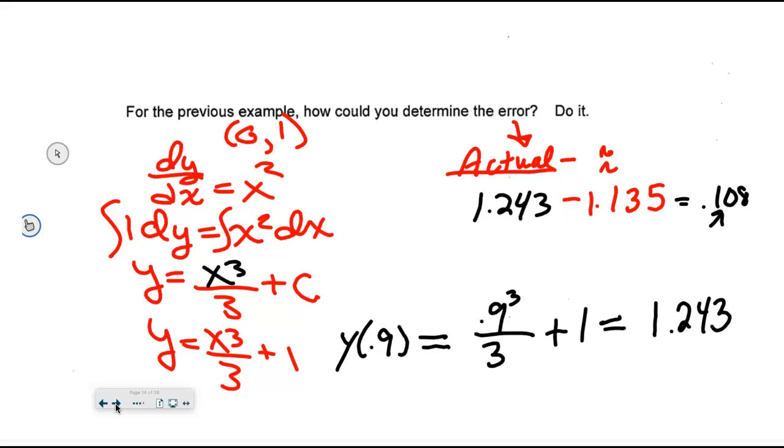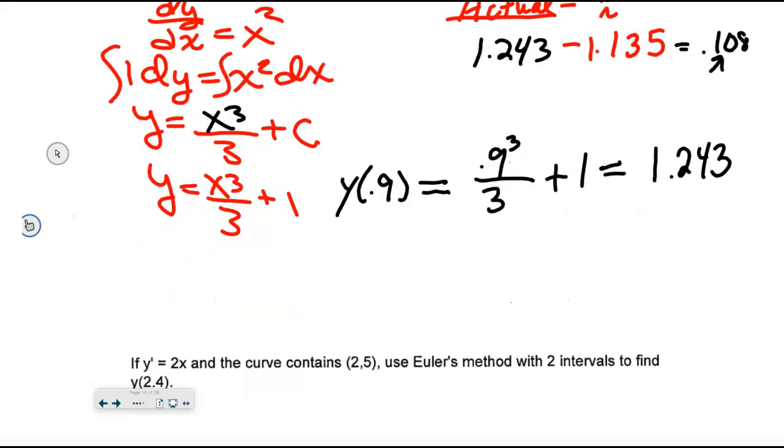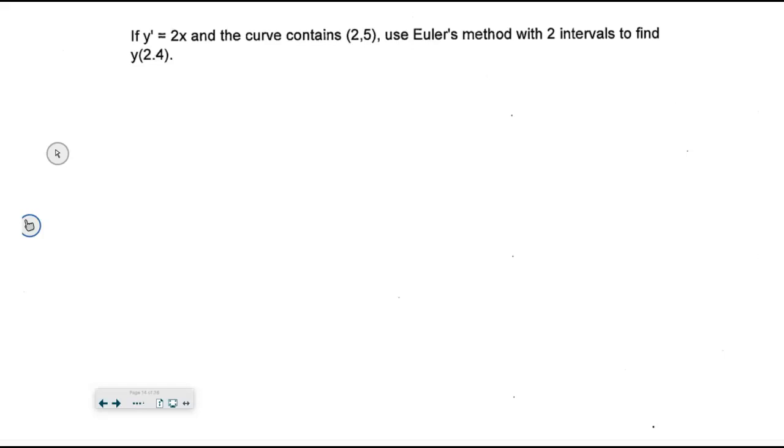So now watch. We'll do this, and then I'm going to show you how it appears on the AP exam. So I want you guys to run through this one right here at the bottom. My y prime is twice x. I want you to start at 2, 5. We need an initial condition. And you're going to use 2 steps, and you're going to estimate at 2.4.